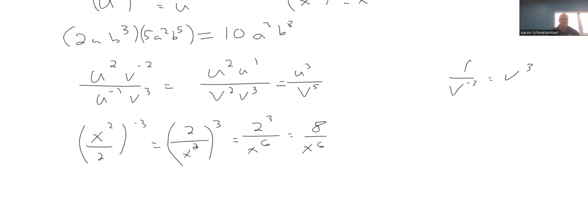But if it's 7 cubed, that's 343, I believe. Let me double check that on the calculator. Yep, it's 343. That you do need to simplify. Okay, that's P.1.